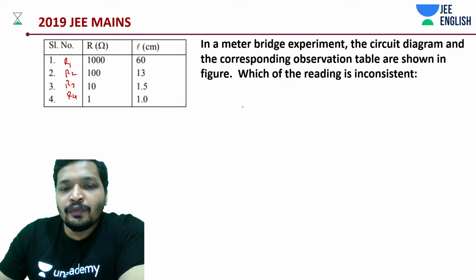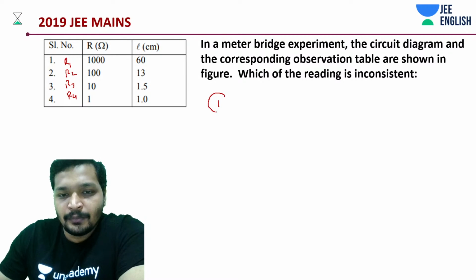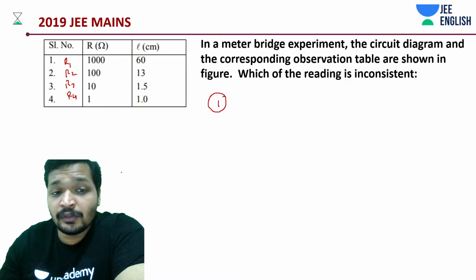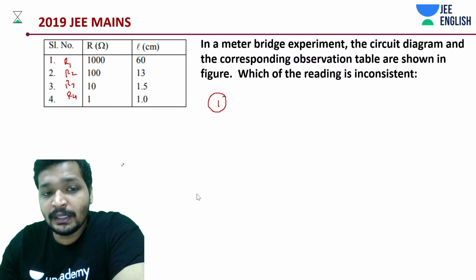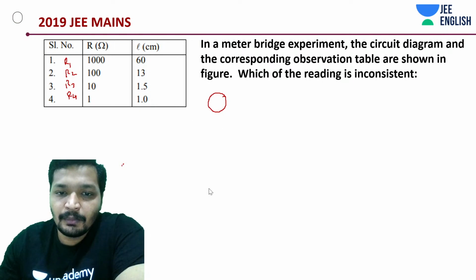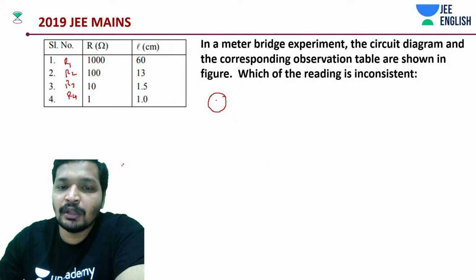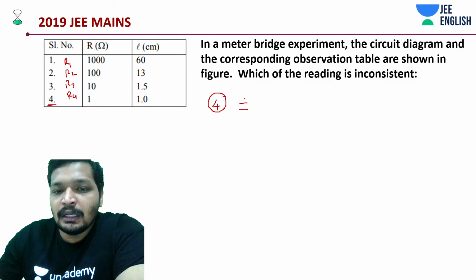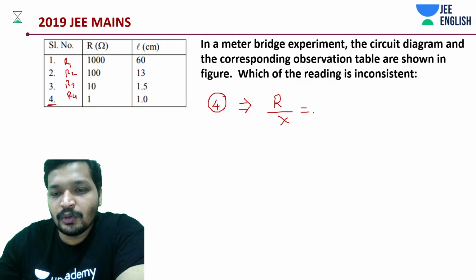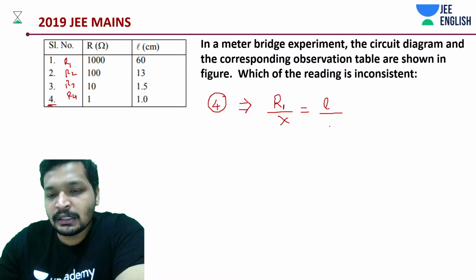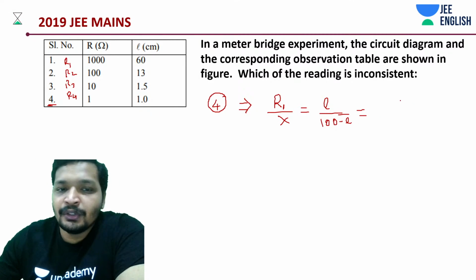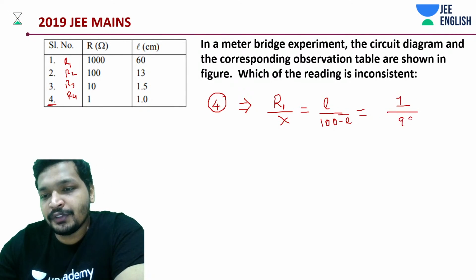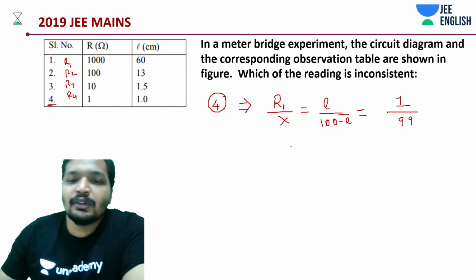So we know one thing, case number 1. Or let's start with case number 4. That's the mistake that you're making. We have to always start with case number 4. Why? Smallest value. Maximum discrepancies can be observed near the smallest value. So we'll be starting with 4, where you have an equation like this, which says R by X is equal to L by 100 minus L. So 1 centimeter by 99 gives you how much? Because it's basically 1 centimeter.